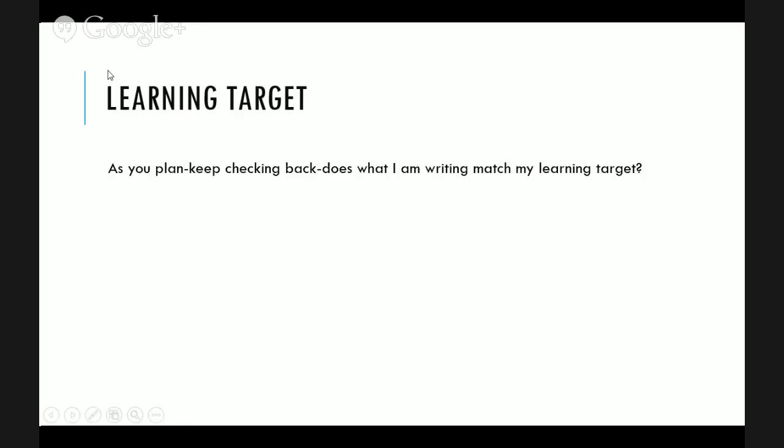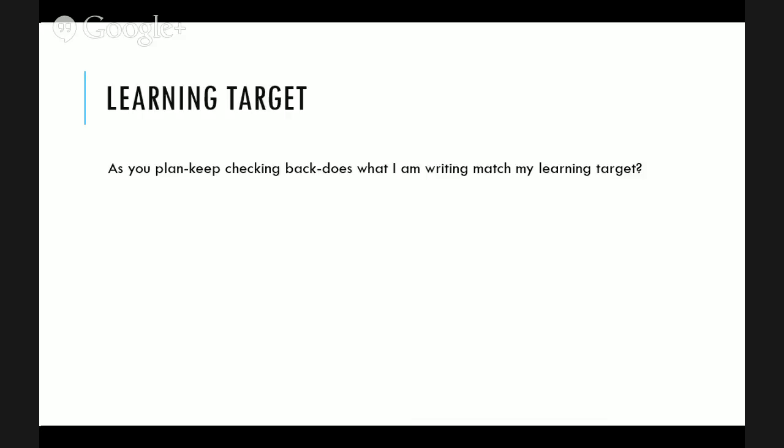The other piece of feedback I would give you as you are working on each of these components in your lesson plan is go back to that learning target that you selected and keep checking, does what I'm writing match my learning target? Because if that's what you want your students to come away knowing, you want to make sure that every single part of your lesson is connecting back to that learning target.